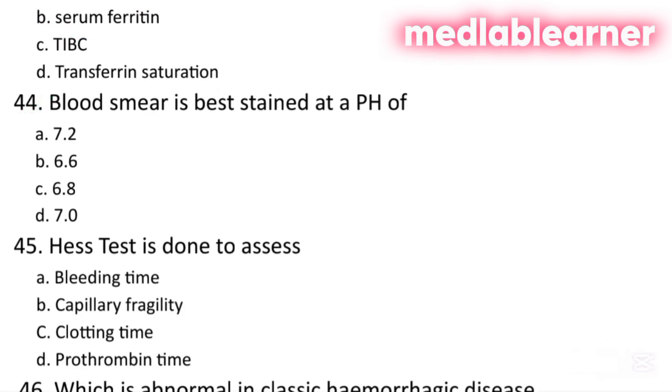44. Blood smear is best stained at a pH of 7.2, 6.6, 6.8, 7.0. Answer will be C. 6.8.